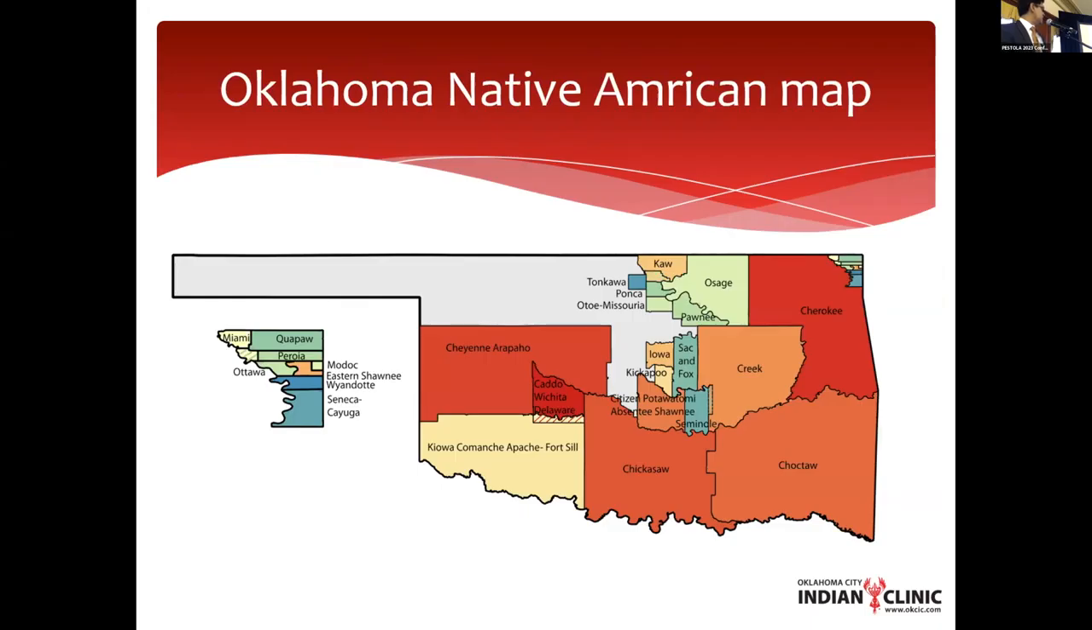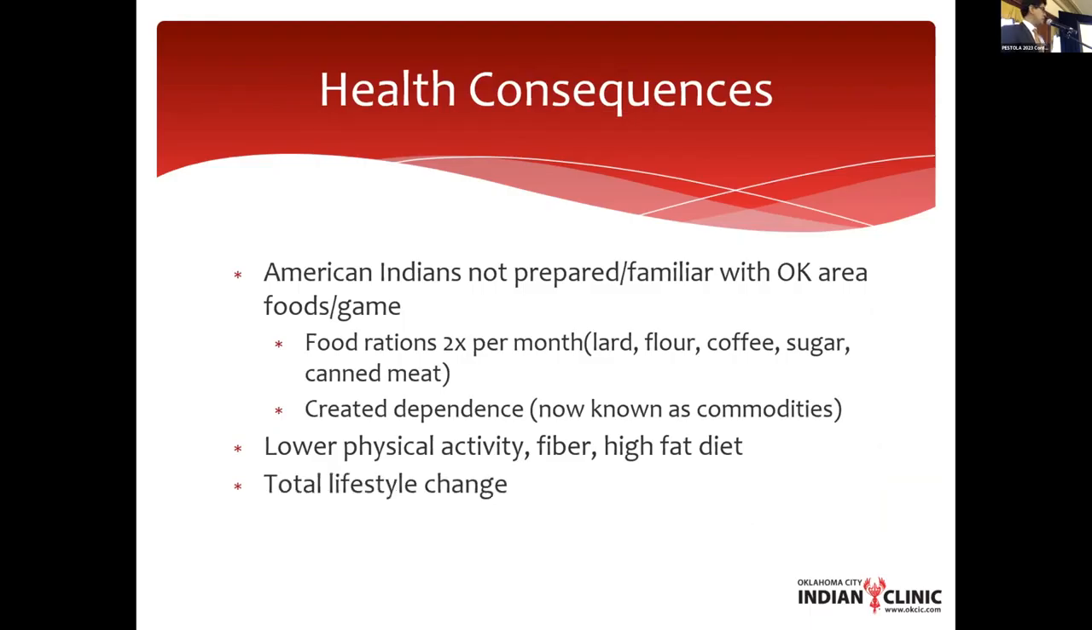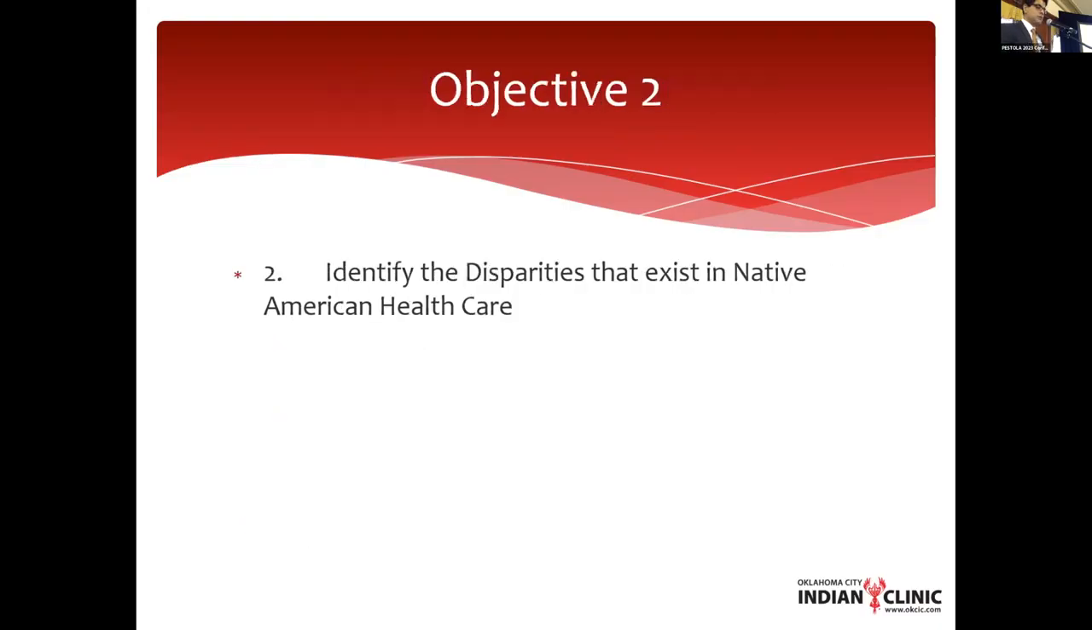After the colonialism ended, and then we have this map which has those 38 tribes that I was describing, there were certain health consequences. The American Indians were not prepared for the Oklahoma area or the topography of it. Food rations were given twice a month, which included lard, flour, coffee, sugar, and canned meat, and it created a dependence, now known as commodities. They had lower physical activity, and the fiber content in their diet had come down significantly, and they had a high fat diet, which resulted in a total lifestyle change, with high physical, cultural, emotional, and social trauma.